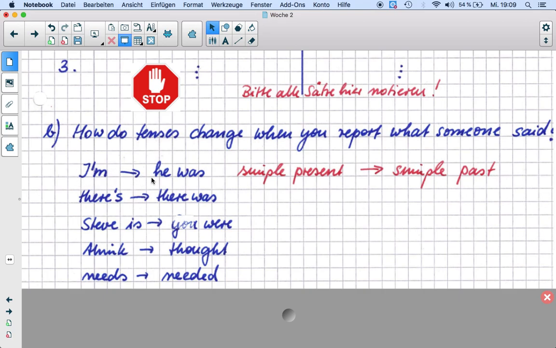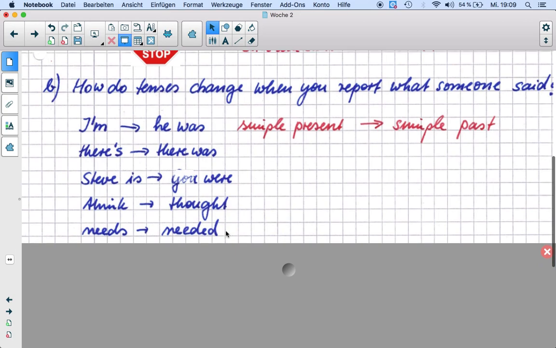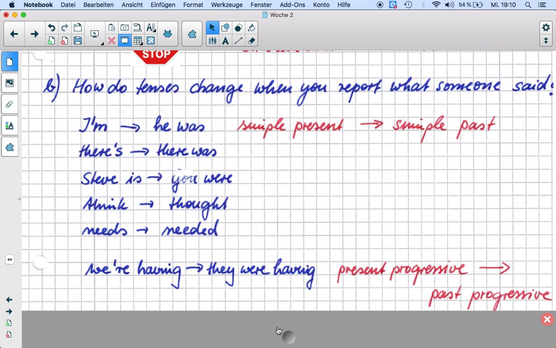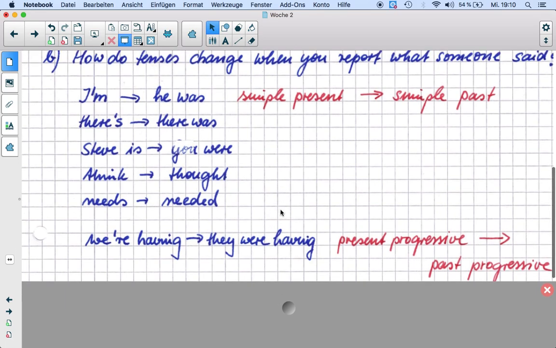I am changes into he was. There is changes into there was. Steve is into you were, and so on and so on. So I already wrote down for you simple present changes into simple past. That's easy. So, but there are other tenses which are not that easy, as you can see here.